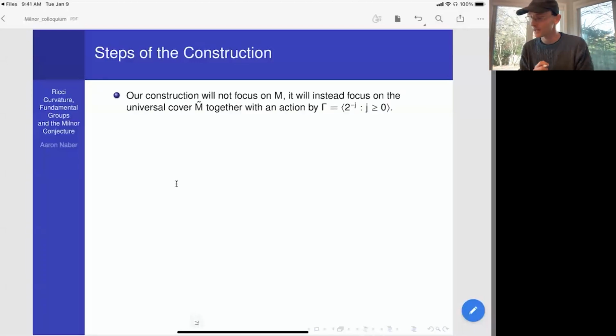Let me first point out that the construction never focuses on M itself. It's always going to focus on the universal cover together with building an action. So we want to build some large space together with a free and proper discrete action by gamma. And for our conversations, I'm going to focus on the dyadic group, generated by all the 2 to the minus j's. As I said, this will save on some notation. It has the disadvantage that when you make too many restrictions, it can hide some important points behind what's happening. But I'll do my best to point that out as we go through, and see if we can survive.